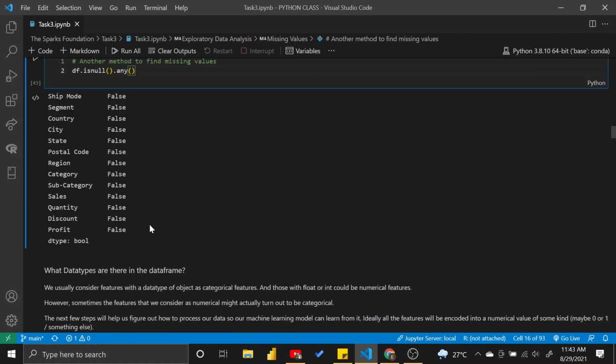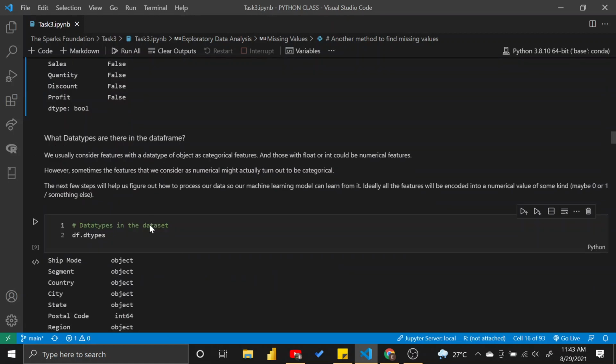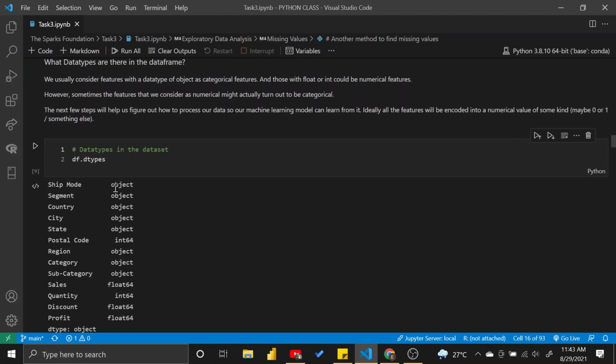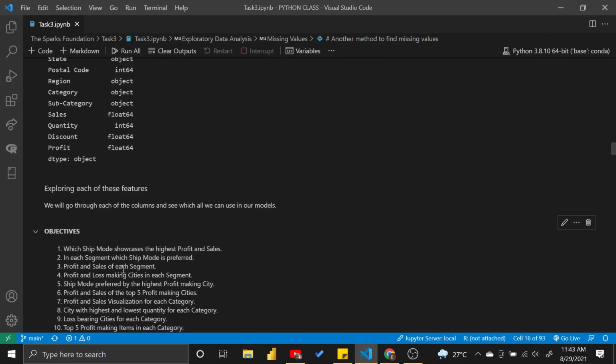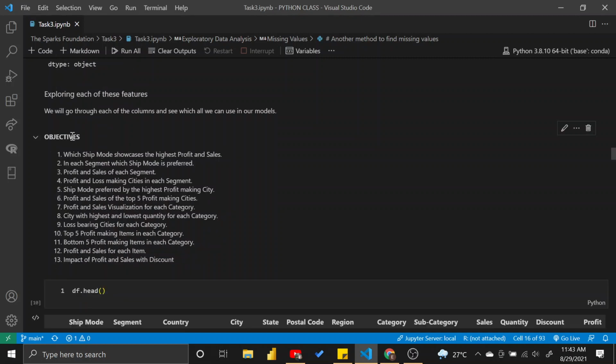Next we'll check the data types, and we see that most of the columns are object data type. There are two integer types and three float types. Float is basically decimal points and integer is, well, integers. Now we'll be exploring each of these features one by one.